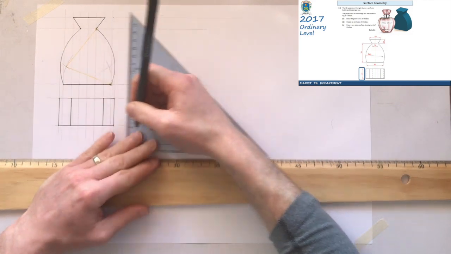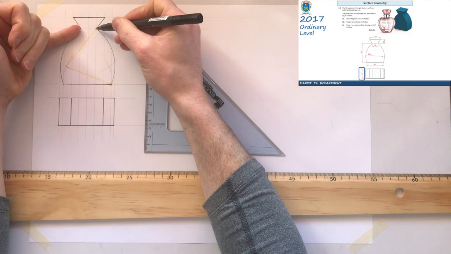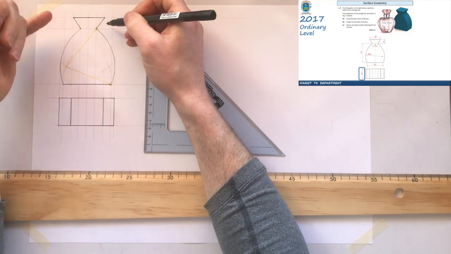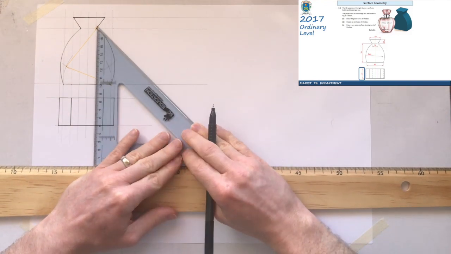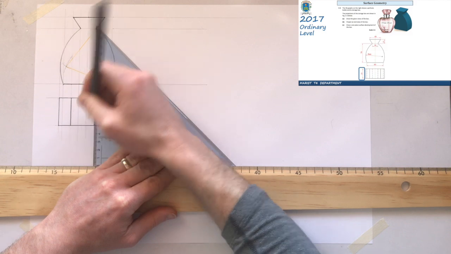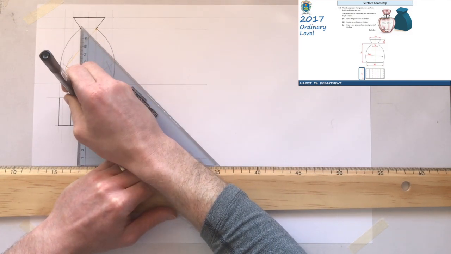What's the next part underneath the lid? Well, the next part is this neck of the bottle. But can I see that in plan? Well, no, because the top of the lid is covering that. So these lines are going to appear as dotted lines. They're going to be showing that there's something underneath.